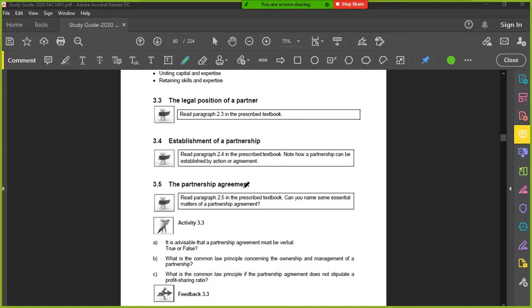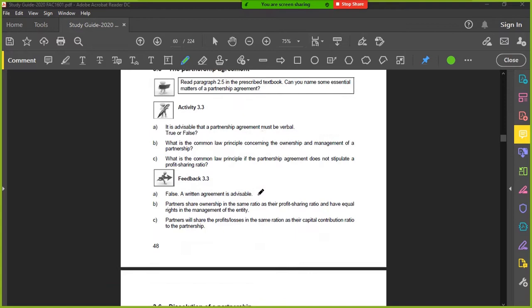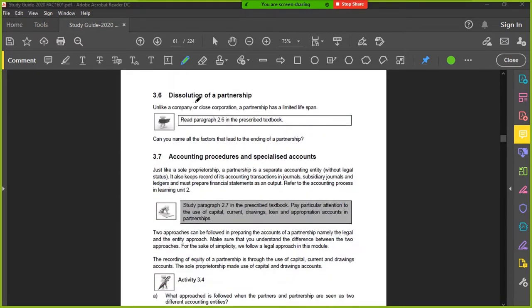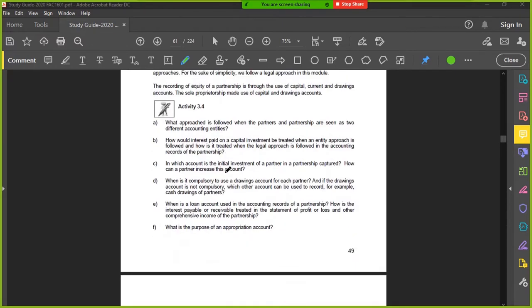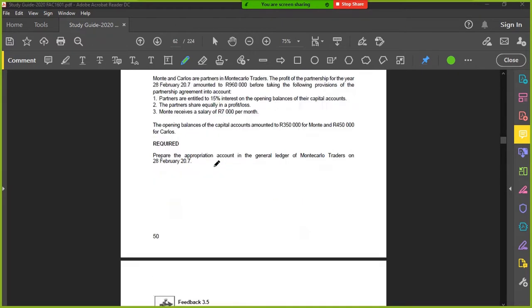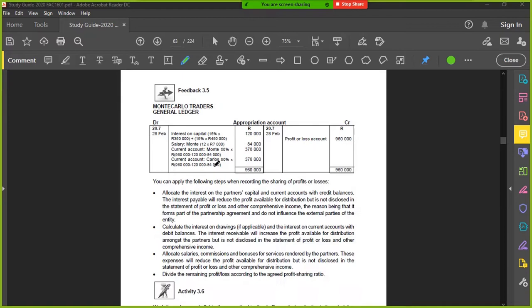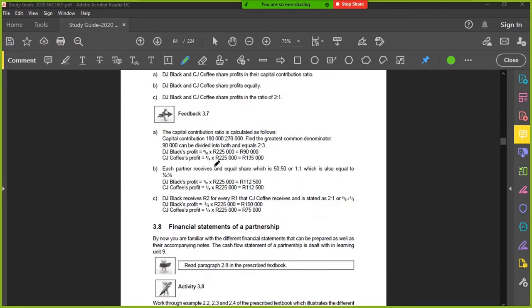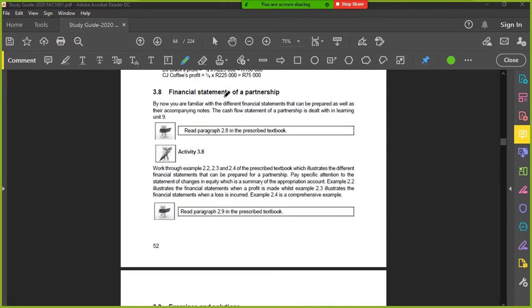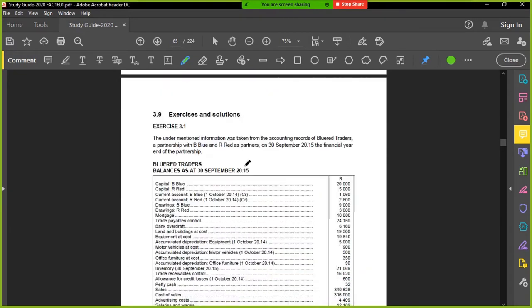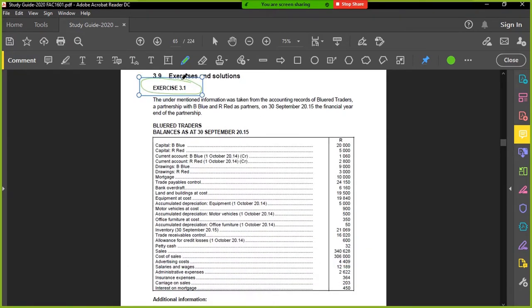Separate legal entity or not, unlimited liability or not, those are things you need to consider. So that's theory. This will get covered in a separate chapter, dissolution. There's theory there that you can have a look at. Here, appropriation, but I want a long question. There, financial statements of a partnership. Here we go, exercise 3.1. Here's one for us to try.